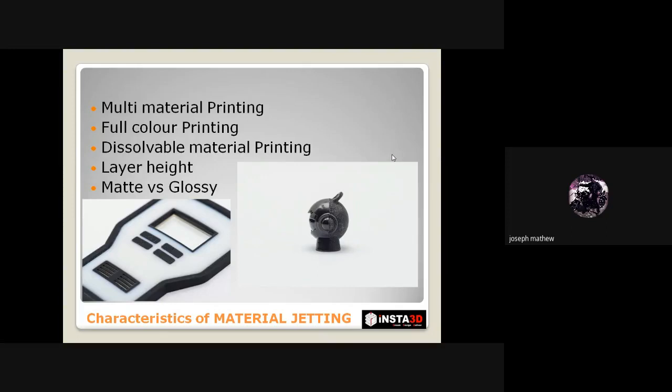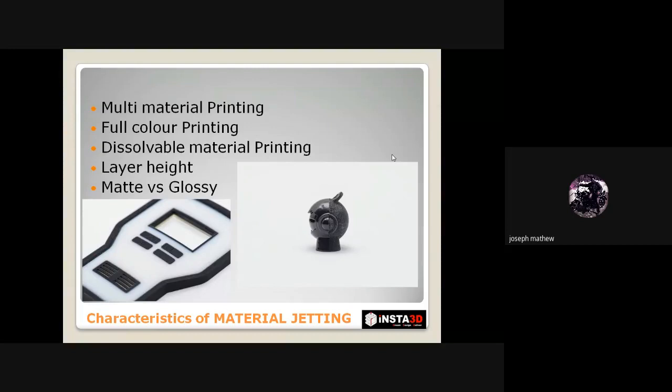Material jetting is considered one of the most accurate 3D printing technologies and has a dimensional accuracy of about plus or minus 0.1 mm. Sometimes smaller parts can have a dimensional accuracy of around plus or minus 0.02 mm, which is very similar to the designed component.